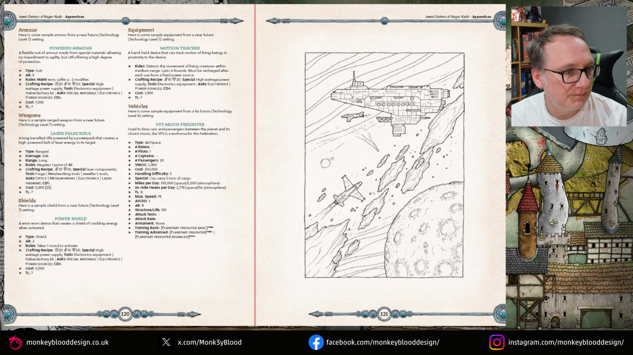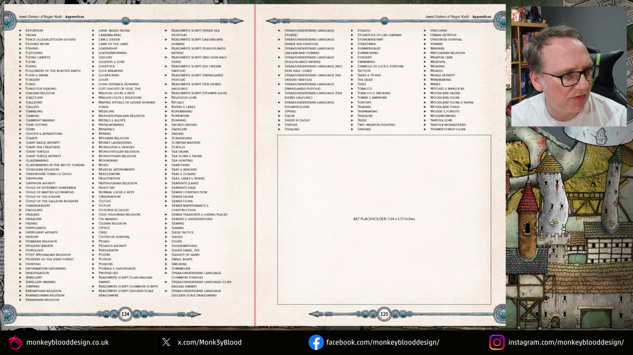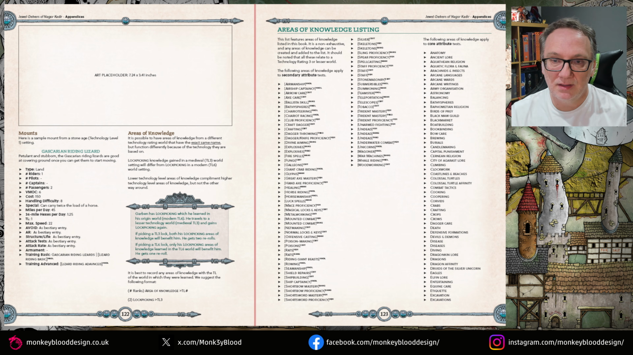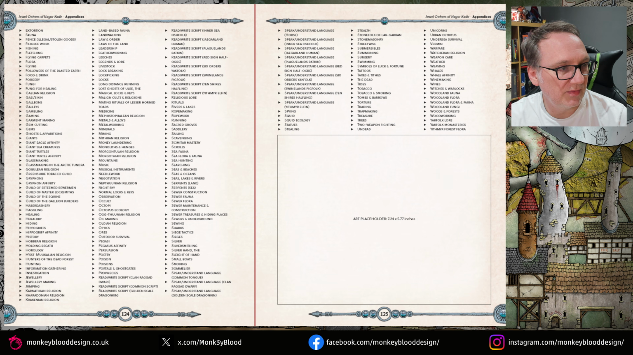I think pretty much we're getting to the end of it. This is just a list of all the areas of knowledge that are mentioned in the book. You can see the start here. These are all square bracketed areas of knowledge that can be used when testing secondary attributes, and then the rest are all the other ones.